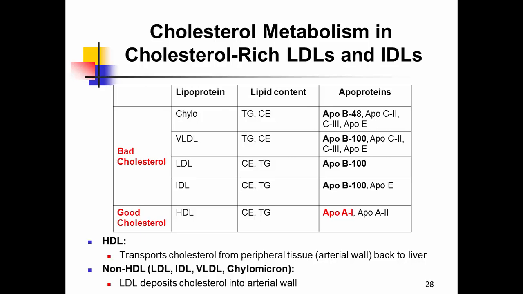So HDL is considered a good cholesterol because HDL can transport cholesterol from peripheral tissue back to the liver for disposal. This is the main function of HDL. That's why HDL is considered good, right? We want to remove extra cholesterol from the body and dispose of it. So the liver is a place where the cholesterol can be disposed, either secreted through the bile acid, right?